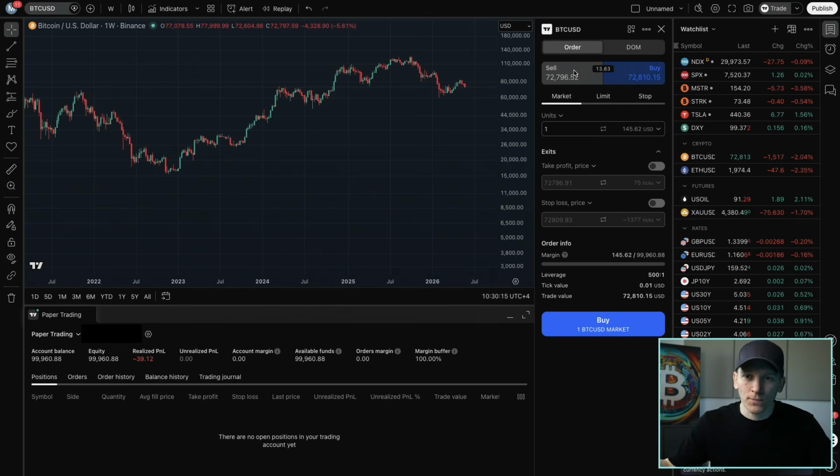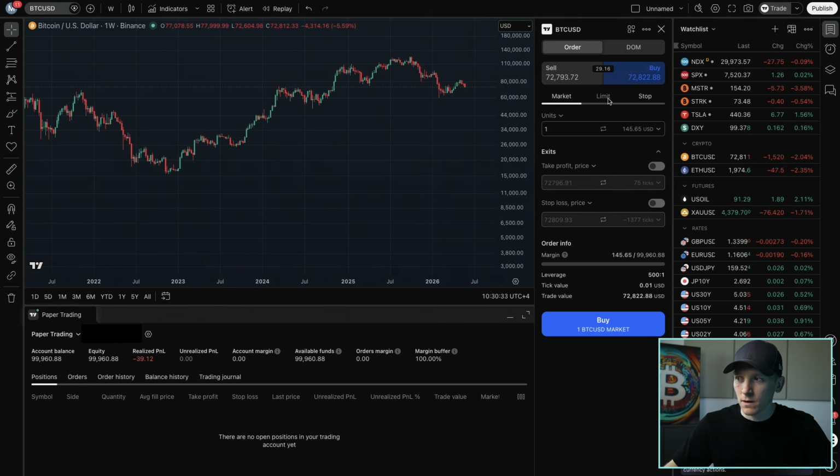So the order screen on every platform is going to be exactly the same. It's the same information, right? You have to tell the trading system what you want to do. Do you want to buy or sell? And then how much do you want to trade? And that's pretty much it. So we're going to be a buyer because we haven't got any assets to sell yet. So we're going to buy the asset.